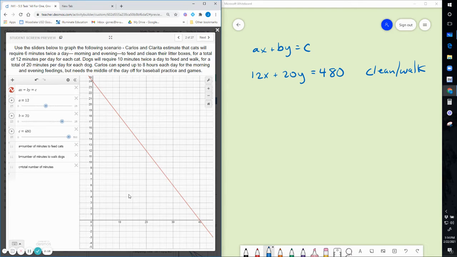All right, so over here on the right, you'll notice that I put the equation that we came up with. I plugged in my A, B, and C value for the equation. And this equation is for cleaning the litter boxes and walking the dogs, right? All right, go to the next slide.